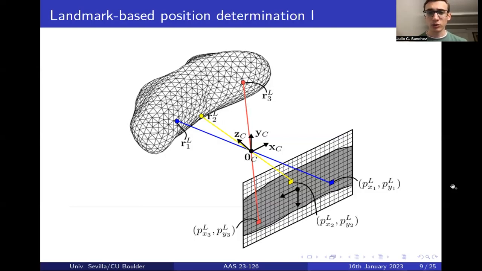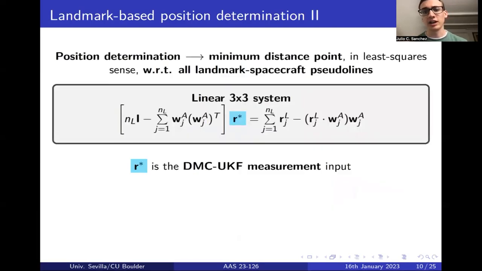But you could say, okay, my position could be the minimum distance point in the least squares sense to all the landmark-spacecraft pseudo lines. Here I substitute lines by pseudo lines because, as I have told before, these will not be the actual landmark-spacecraft lines. After some algebra, this problem boils down to a simple linear 3x3 system where you can solve for your spacecraft position, and that would be your filter measurement input.